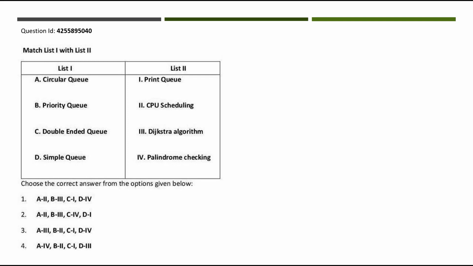In list 1 we have circular queue, priority queue, double-ended queue and simple queue, and an application of the queue is given in list 2. So let's start seeing one by one. Circular queues are ideal for round robin scheduling where processes are cycled through repeatedly. If you have gone through unit 5 system, software and operating system questions in round robin scheduling, you would have seen the circular order of the processes.